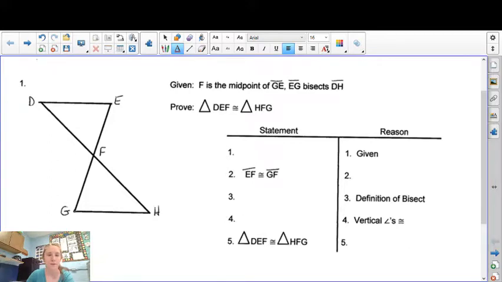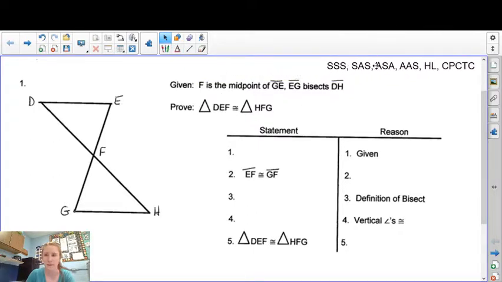All right, guys, so we're on our review. Before we get started, we're going to talk about the different types of congruence we've learned. So we've talked about side-side-side, side-angle-side, angle-side-angle, angle-angle-side, hypotenuse-leg, and CPCTC. Those are some of the things we're going to end up using on this big test, so keep those in mind.